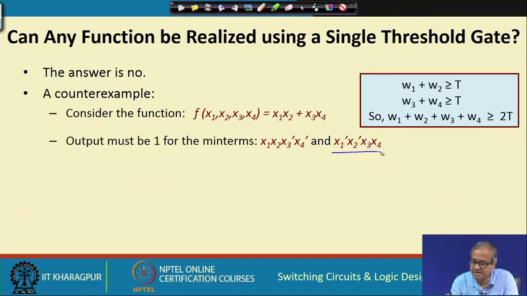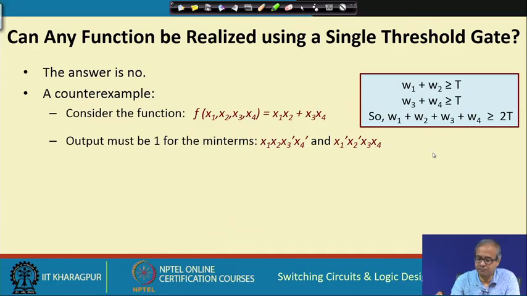Similarly, for the second min term, x3 x4 are 1 1. So, W3 plus W4 must be greater than or equal to t, because your condition was W3x3 plus W4x4 greater than or equal to t. Now, x3 and x4 are 1 1. So, it is W3 plus W4 greater than or equal to t. So, if you add these two up, you get W1 W2 W3 W4, their sum is greater than or equal to twice t, right.